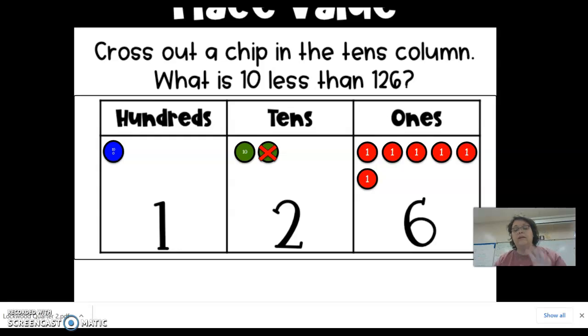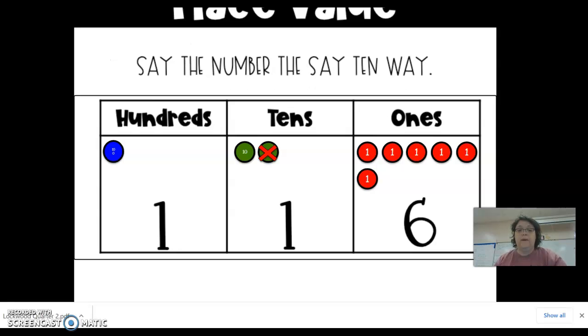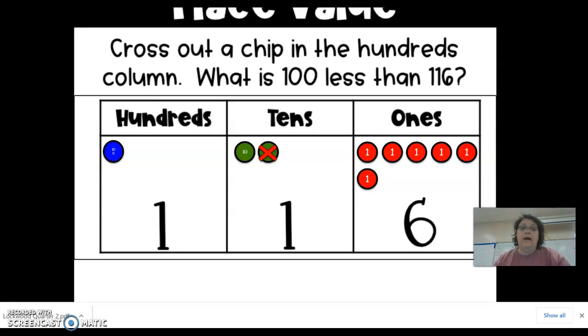Well, I crossed off 1, and now I have 116. Okay. 1 hundred, 1 ten, 6 ones. Okay. What is 100 less than 116? So I have to cross off 100. When I cross off the 100, all I have left is 1 ten and 6 ones. So that's how you say it.